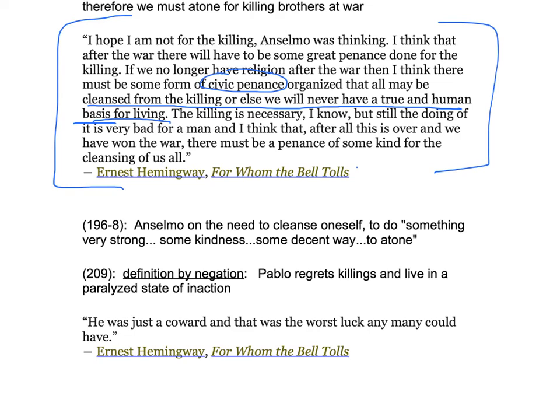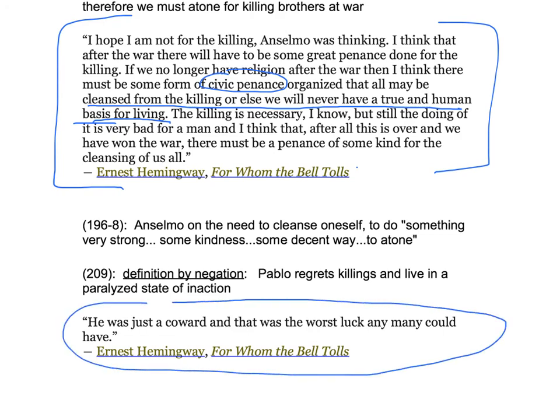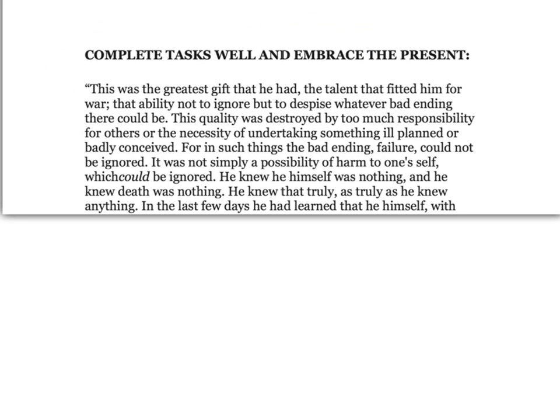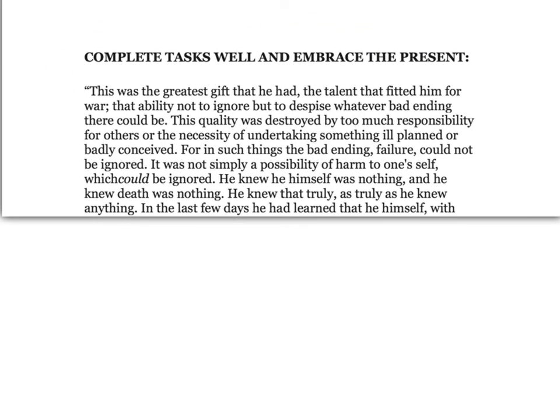As opposed to Pablo, who regrets his killing and won't kill anymore and wants to just hide, Pablo is described as just a coward, and that was the worst luck any man could have. Well, here is one of the great passages about Robert Jordan committing himself to the present and committing himself to the task at hand of blowing the bridge.